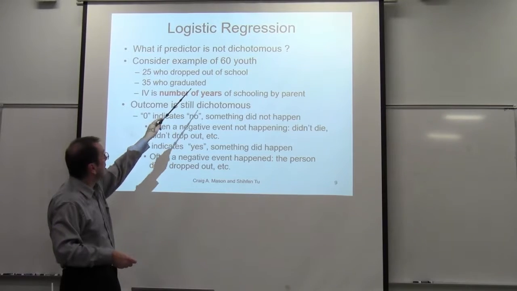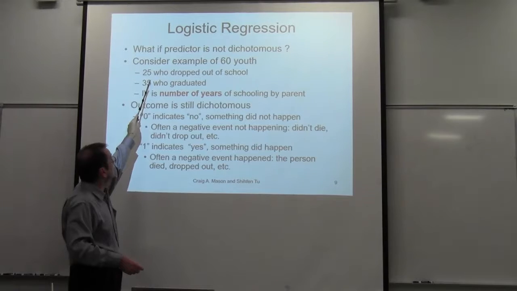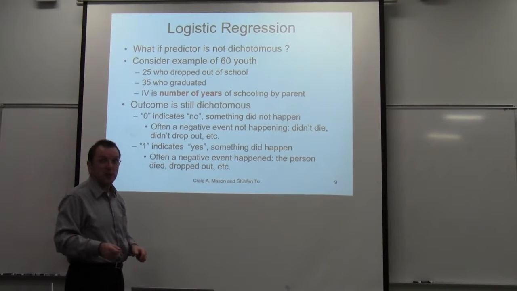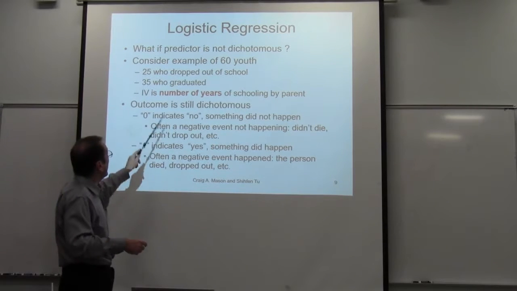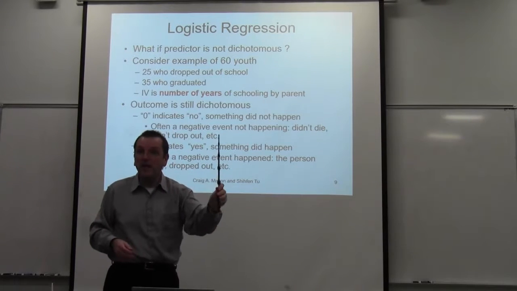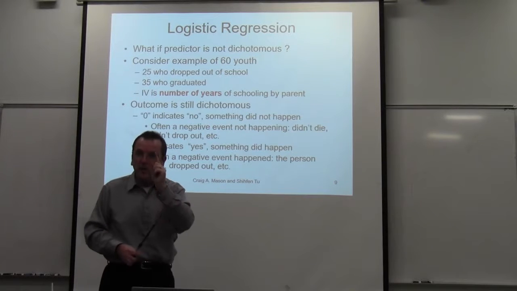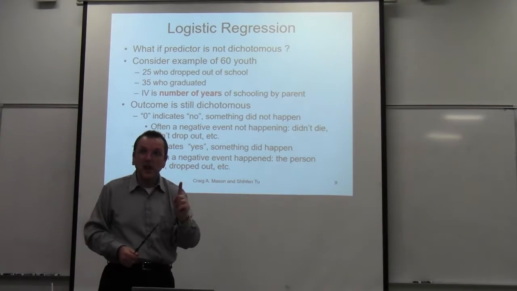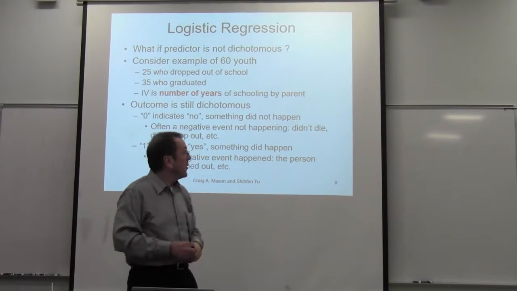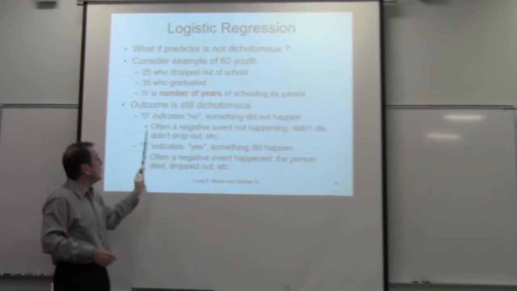So let's change our example and think now we have 60 youth. 25 of those kids dropped out of school. 35 went on to graduate. This is a tough neighborhood. Our independent variable is the number of years of schooling that their parent had. How many years of schooling did their parent have? Notice the outcome is still dichotomous. Our outcome is, did the child graduate, yes or no? We're going to code it in the data, 0 meaning no, 1 meaning yes.